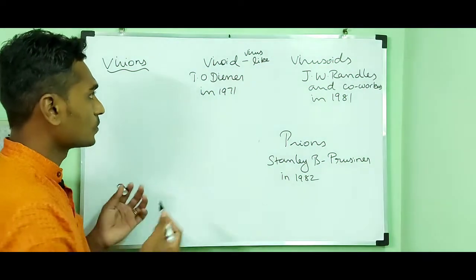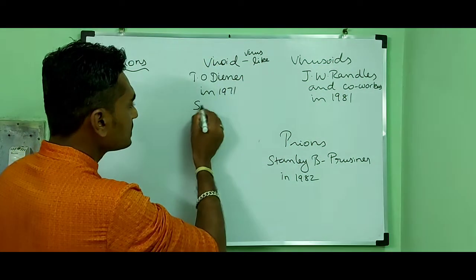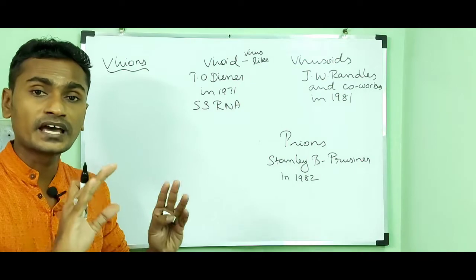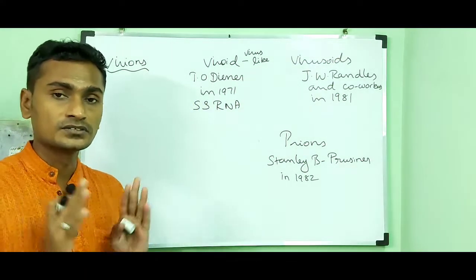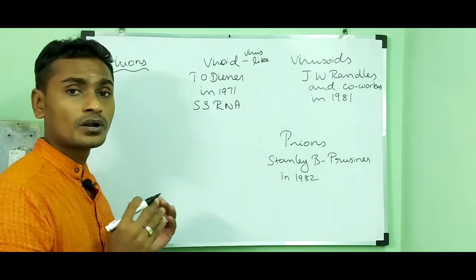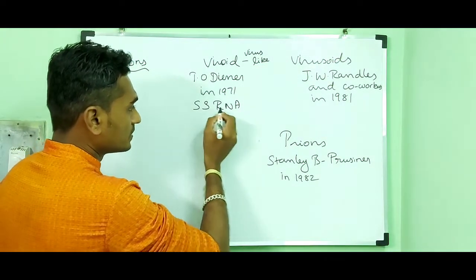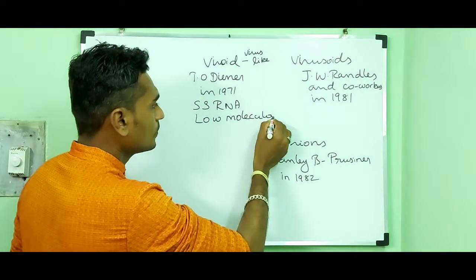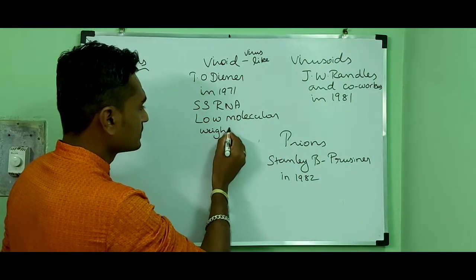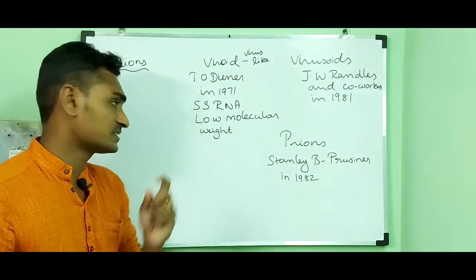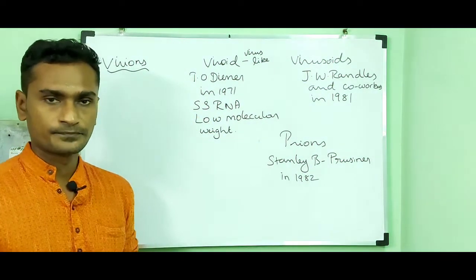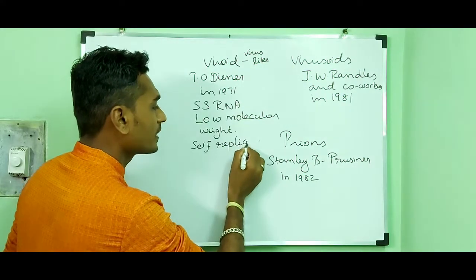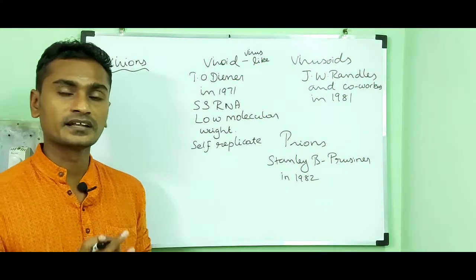Viroid contains single-stranded RNA and they do not have the protein coat. That RNA has low molecular weight. Then this single-stranded RNA can self-replicate, like the virus.